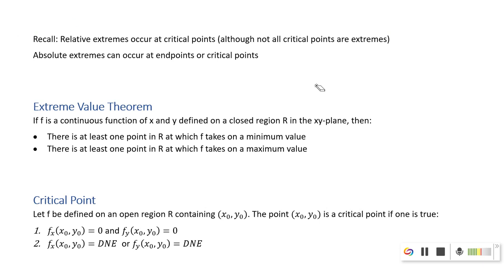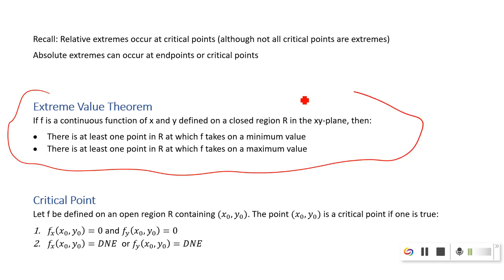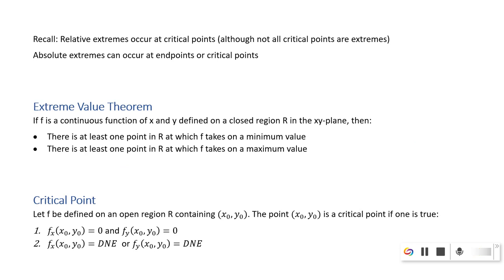So we're going to see that these ideas can be extended to functions of two variables. And so I'm going to start by giving you the extreme value theorem, which says if you have a continuous function of x and y defined over a closed region, then there has to be a place where the function takes on a minimum or a lowest value, and there has to be a place where the function takes on a maximum value. And we'll talk about how to do that a little bit later in this lesson.